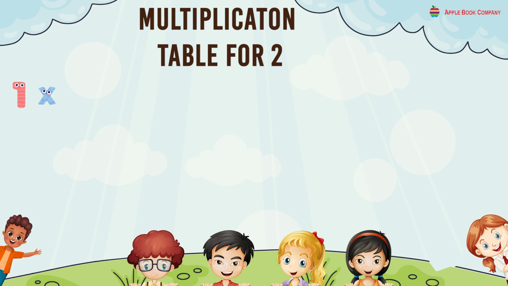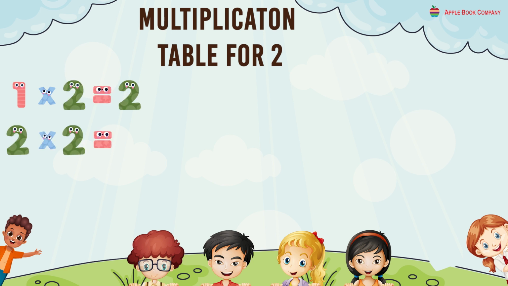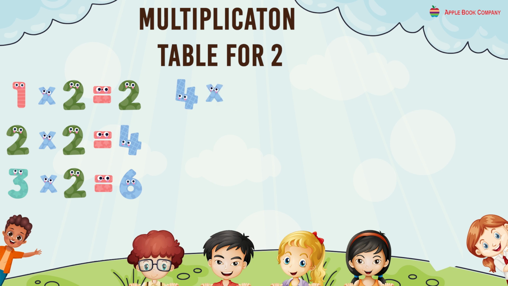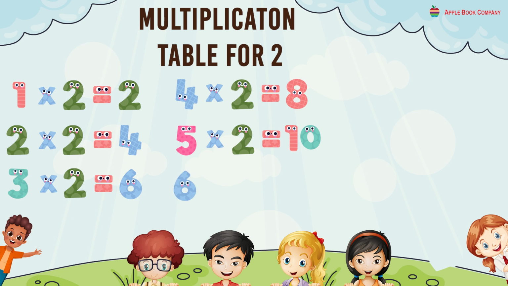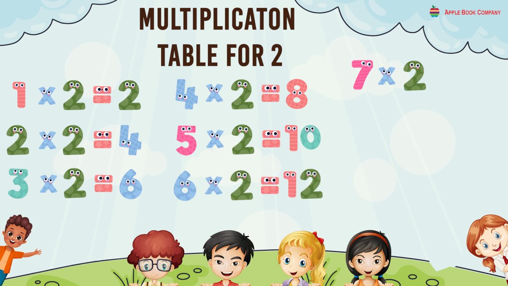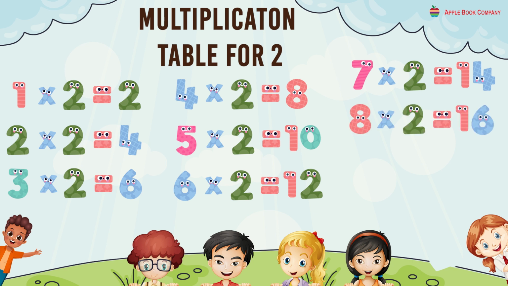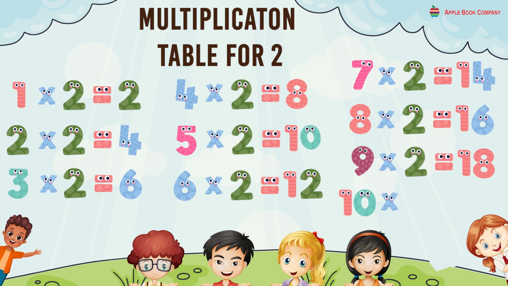1 multiplied by 2 is 2, 2 multiplied by 2 is 4, 3 multiplied by 2 is 6, 4 multiplied by 2 is 8, 5 multiplied by 2 is 10, 6 multiplied by 2 is 12, 7 multiplied by 2 is 14, 8 multiplied by 2 is 16, 9 multiplied by 2 is 18, 10 multiplied by 2 is 20.